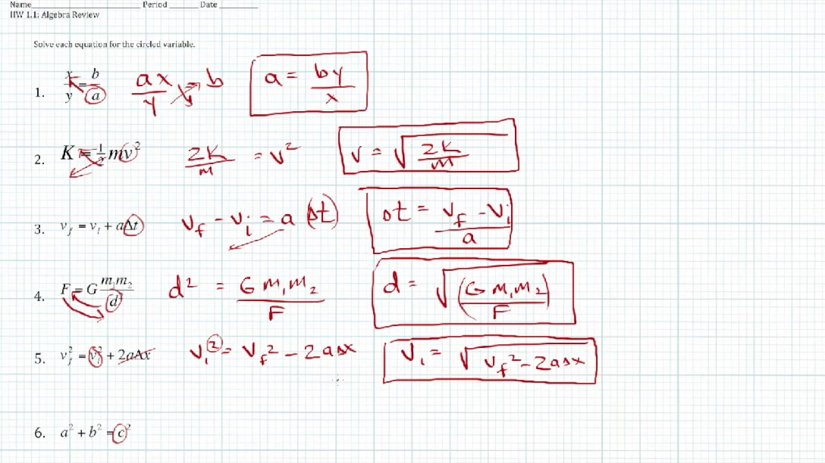Number 6, you're going to see this a lot. This may look familiar, or it should look familiar to you. This is the Pythagorean Theorem. We're simply solving for c. Well, that's easy. It's in terms of c squared, so all we need to do is just get rid of the squared. So c is going to be the square root of a squared plus b squared.